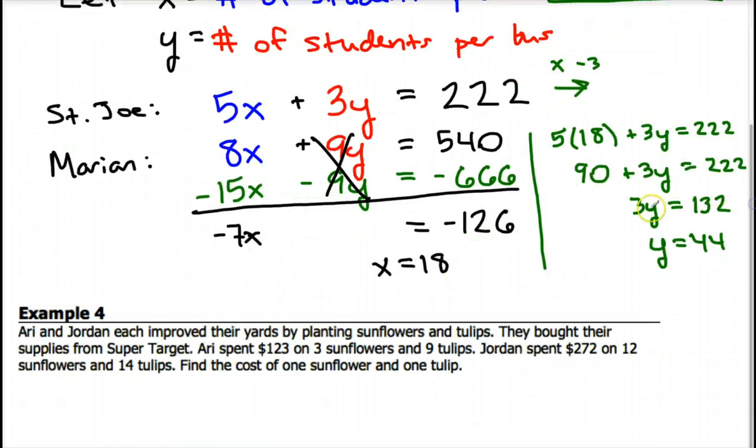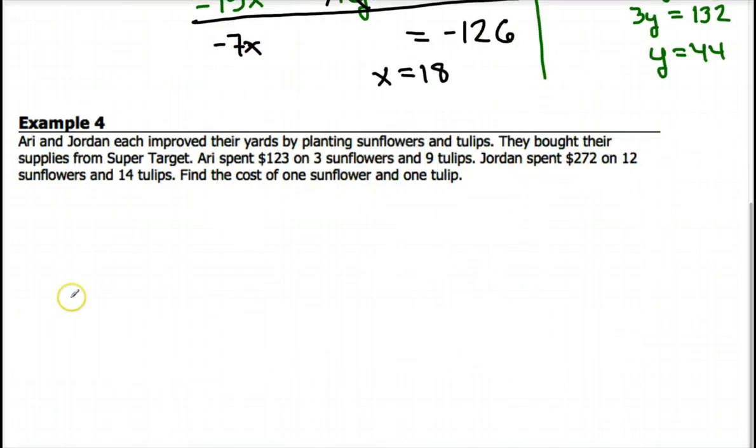Okay, and then the last example. We have Ari and Jordan each improved their yards by planting sunflowers and tulips. And they bought their supplies at where else but Super Target. Ari spent $123 on 3 sunflowers and 9 tulips. Jordan spent $272 on 12 sunflowers and 14 tulips. We want to find the cost of 1 sunflower and 1 tulip. Okay, so go ahead and practice writing both your let statements and your system of equations for me. Okay, based on this information here.